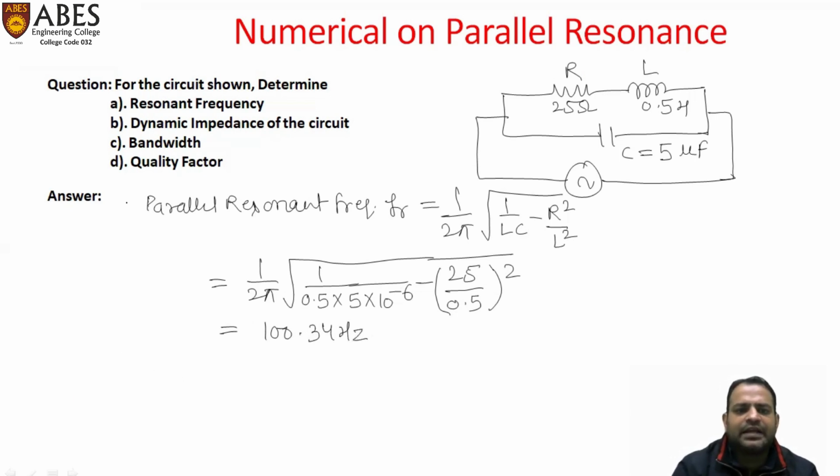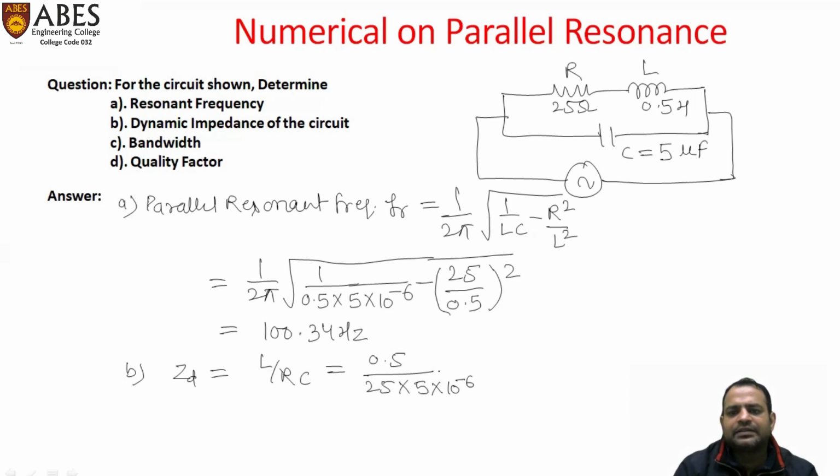Now, what is the dynamic impedance of the parallel resonant circuit, ZD, which is L upon RC? So the value of L is 0.5, R is 25, C is 5 into 10 to the power minus 6. After solving, you will get the ZD 4000 ohm here. Now the bandwidth.